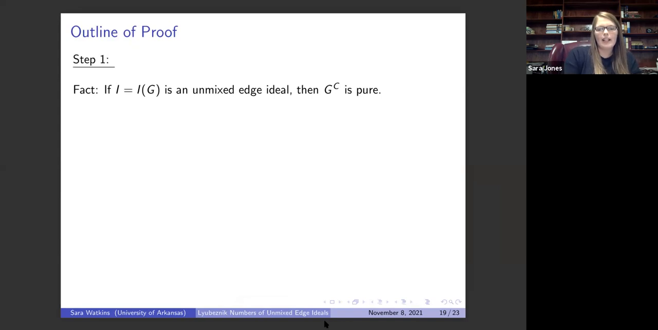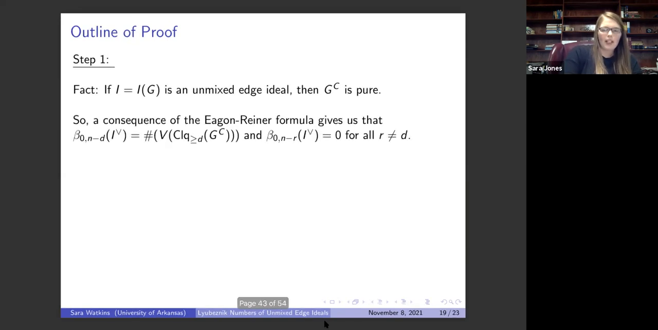We know that I is an unmixed edge ideal. That implies that the graph complement is pure. So we need that information first to be able to use the click graphs, but it's also going to help us simplify the linear strands. And then also looking at our consequence of the Eagon-Reiner formula, we see that the 0, n minus d Betti number of the Alexander dual is given by first the number of maximal clicks in your graph complement, but that also represents the number of vertices in your click graph.